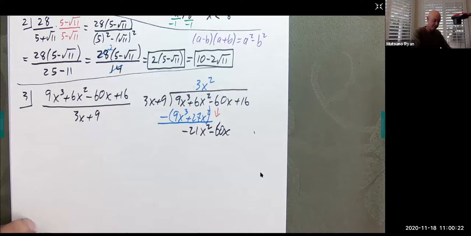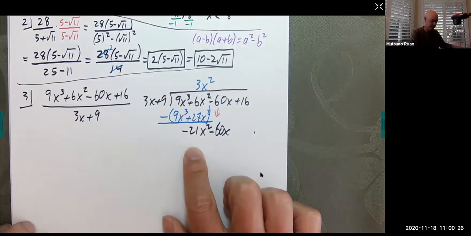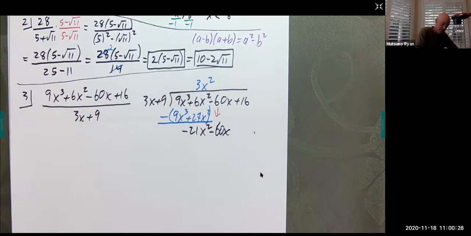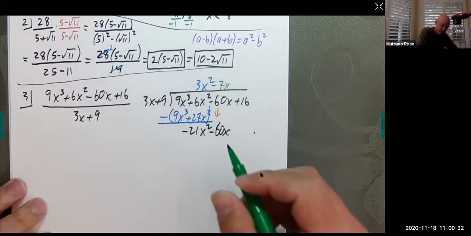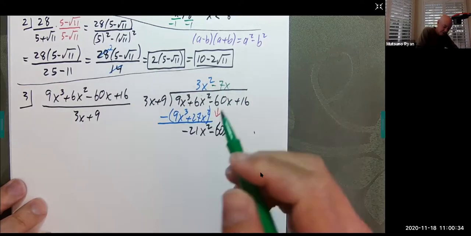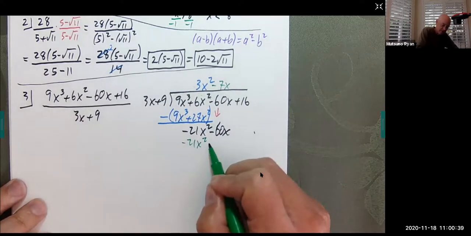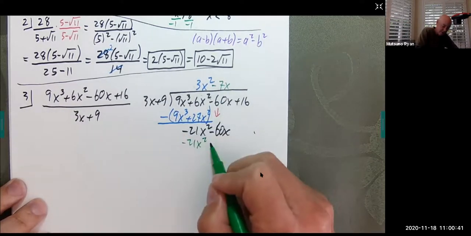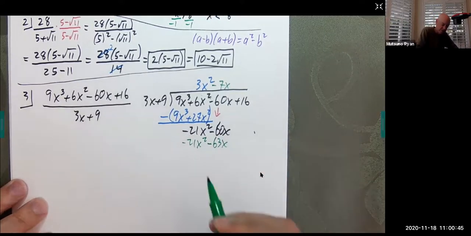Now I'm going to start again. I now need something times 3x to give me negative 21x squared. That's going to be a minus 7x. Negative 7x times 3x is negative 21x squared. They match. 7x times 9 is going to give me a negative 63x. And then I'm going to subtract.